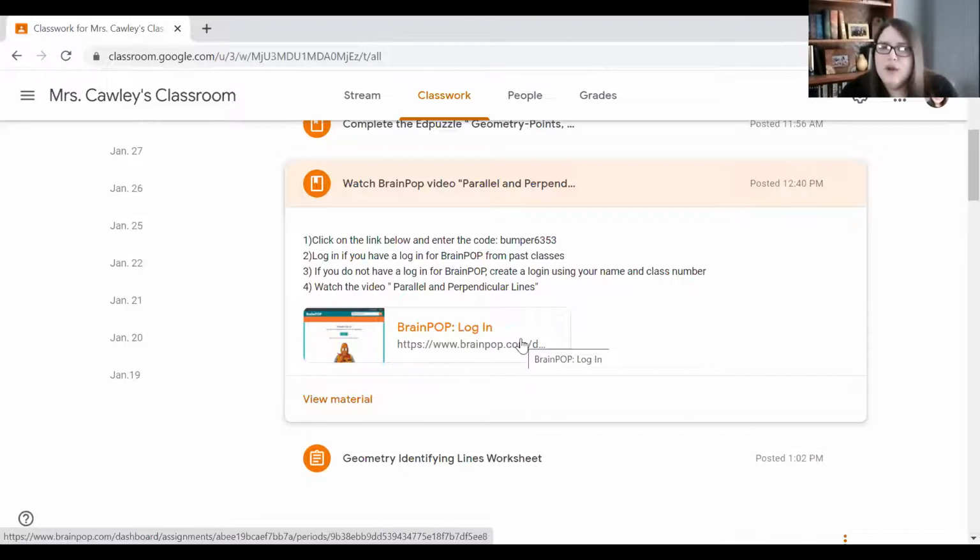So that's really important. Make sure you use your name. You can use your first initial and your last name and your class number. I don't want to see weird names in there that I don't recognize, okay? And then after you create your login, I want you to watch the video, Parallel and Perpendicular Lines, all right? So let's look here.